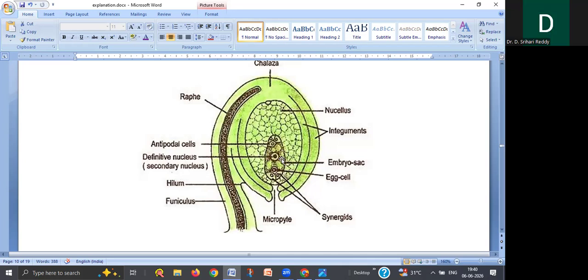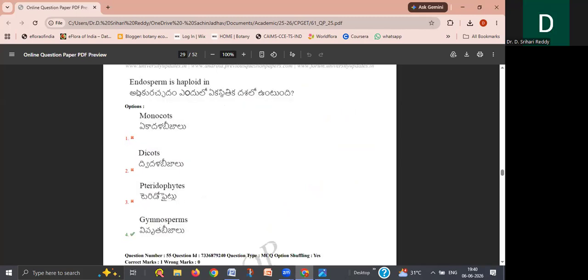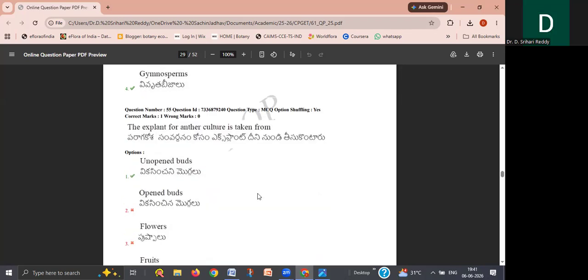endosperm. So endosperm is always triploid in the case of angiosperms, but it is haploid in the case of gymnosperms. So you should remember this one. Endosperm is haploid in gymnosperms, but triploid in angiosperms, which include dicots and monocots. In monocots it is triploid, in dicots also it is triploid. But in gymnosperms it is always haploid, and there is no endosperm in pteridophytes.